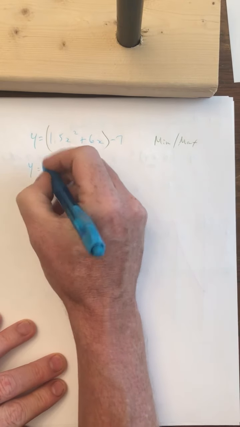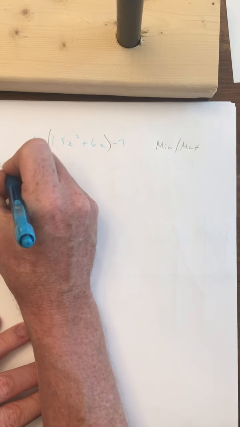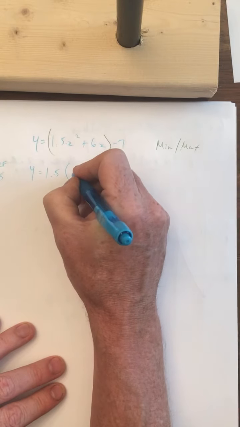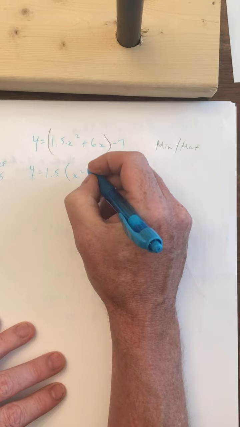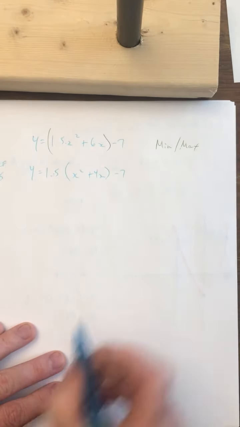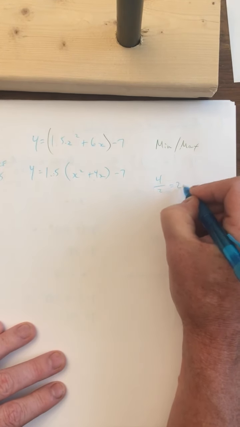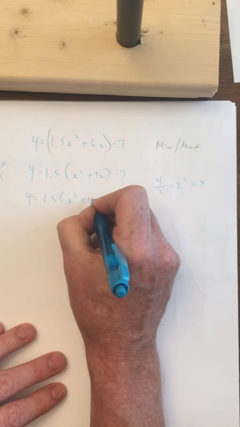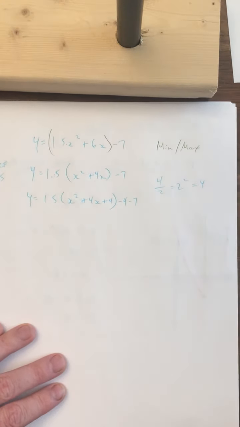Within brackets, my greatest common factor is 1.5 if I look at just the coefficients. 1.5 x squared divided by 1.5 is just 1x squared. 6 divided by 1.5 is 4. And we get this. Our b value is 4. Divide that by 2, 4 divided by 2 is 2. Square it, we get 4. So y equals 1.5 times (x squared plus 4x plus 4) inside the brackets, minus 4 outside the brackets.